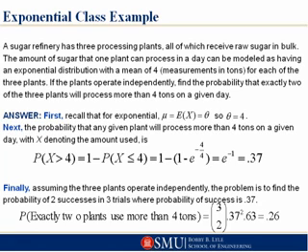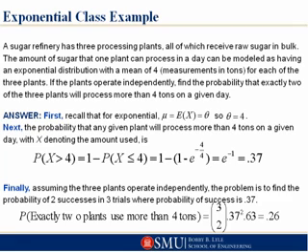Okay, so this follows an exponential distribution with a mean of 4 tons. So we first recall that for the exponential distribution, the mean, the expected value, is always equal to the parameter that you're given, which in this case is 4.